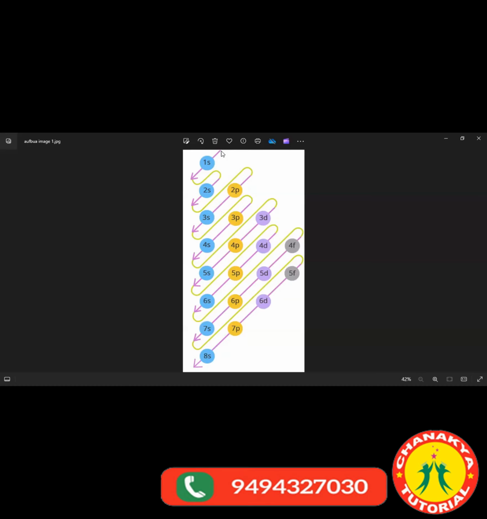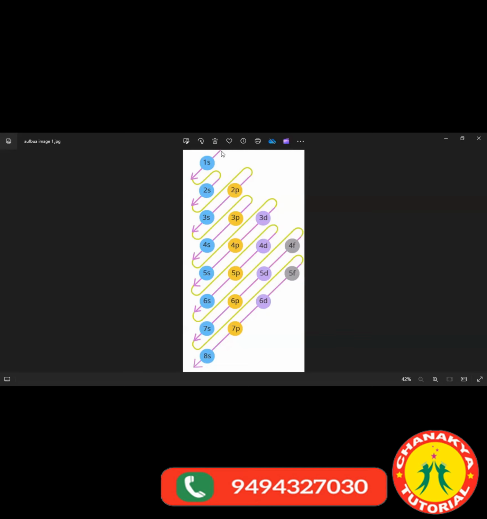Okay, you can see this sequence. What you have to do, beta? First of all, you have to write all the s orbitals: 1s, 2s, 3s, 4s, 5s, 6s, 7s, 8s, right? Then after 2s directly you have to write 2p, because the 1s orbital doesn't have a p subshell. So 2p, 3p, 4p, 5p, 6p, 7p. Then the second shell doesn't have the d orbital, hence you have to start from the third shell: 3d, 4d, 5d, 6d, right?